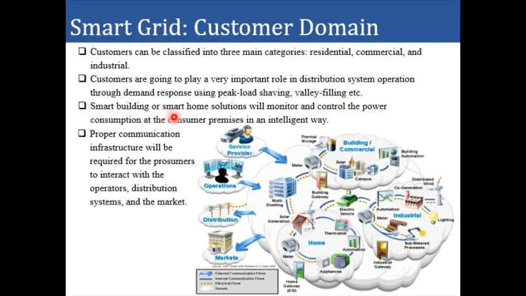A smart building or home automation solution will monitor and control the power consumption at the consumer premise in an intelligent way, and these devices will interact with the external world using the gateways. So therefore, since everything is communication driven, the proper communication infrastructure is required for the prosumers, that means consumer as well as the producer of electricity, to interact with the operations, distribution systems and market.